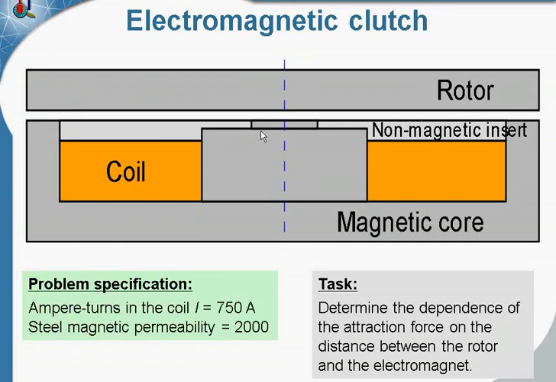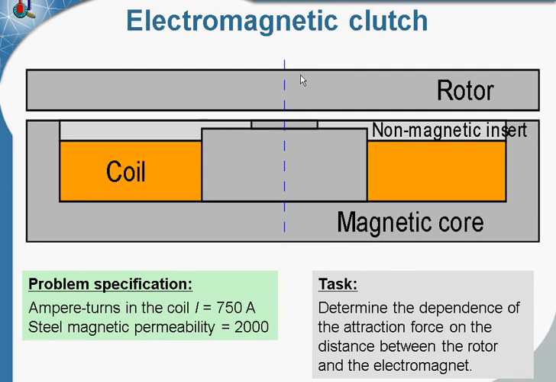Electromagnetic clutch. An electromagnetic clutch consists of a fixed electromagnet, which includes a magnetic core and the coil, and a movable part, which is the rotor. There is a non-magnetic insert between the steel rotor and the magnetic core to prevent sticking.